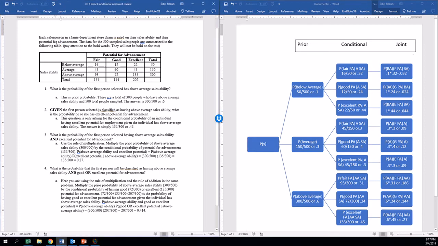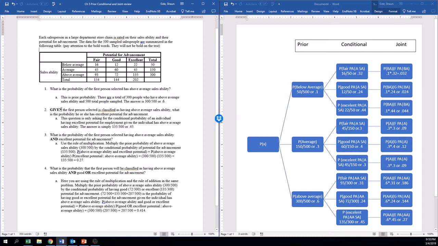Right over here. Each salesperson in a large department store chain is rated on their sales ability and their potential for advancement. The data for the 500 sample salespeople are summarized in the following table. Make sure that you pay attention to the bold words, because the bold words will not be on the test. Those bold words are there to help you to know when to use what.